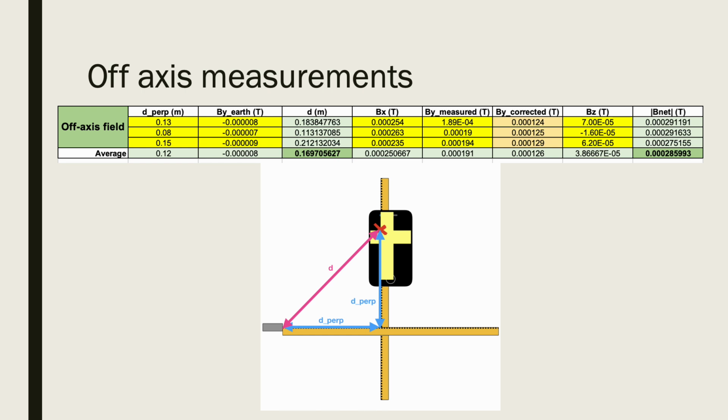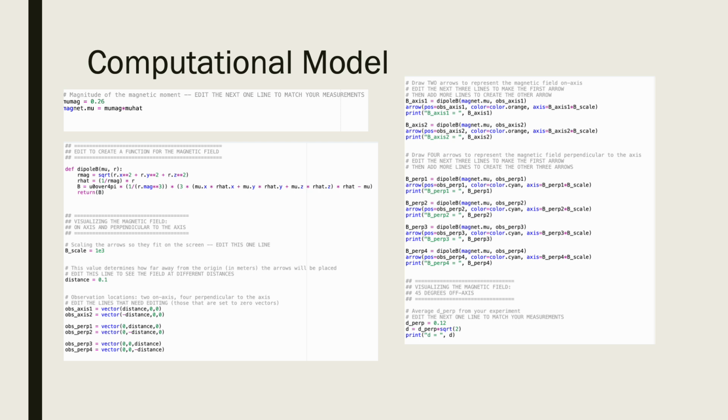Here are the off-axis measurements. They were taken the same way as the on-axis measurements. However, the setup was a little different, as it was now a distance d from the bar magnet instead of being parallel to the magnet like in the previous setup. From this, we were able to get that the net average B field from the perpendicular measurements was 0.000285 teslas.